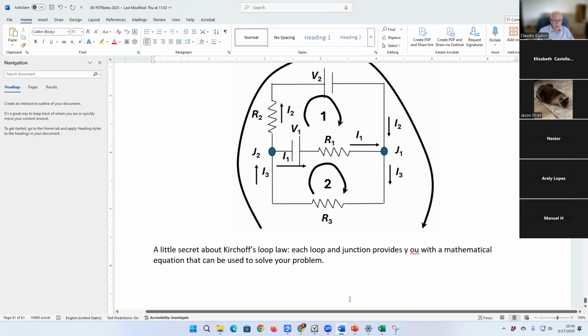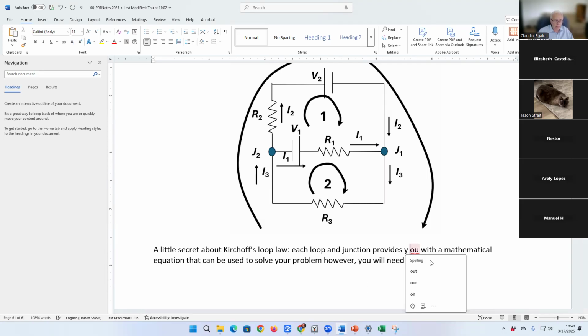Let's say, however, okay, so suppose, however, you will need only... Each loop and junction provides you with a mathematical equation that can be used to solve your problem.